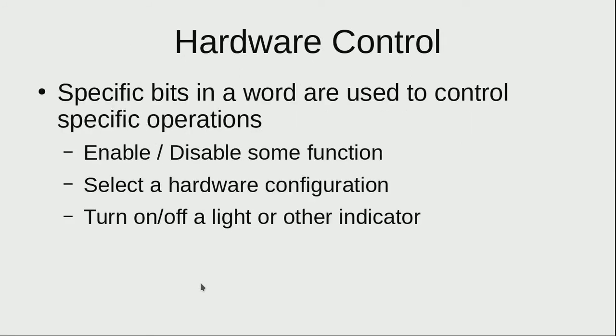So hardware control. The bits in a word have specific meaning. It's a signal that goes out on a wire and does something out in the physical world. You might be enabling or disabling something. You might be selecting a configuration. You could turn on or off a light or some indicator. But these are not things that most computer scientists are ever going to do. These are things that people who design chips do. This is electronic engineer territory. This is not programming territory. So hardware control is very specific to electrical engineers typically. Of course, my degree is in electrical engineering.